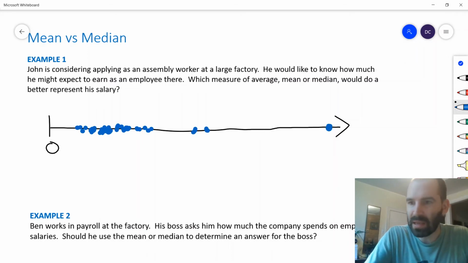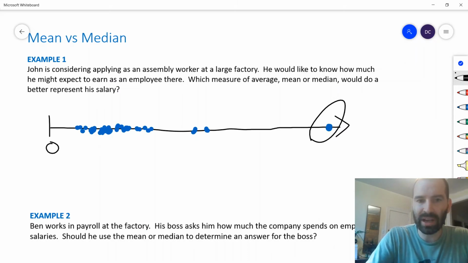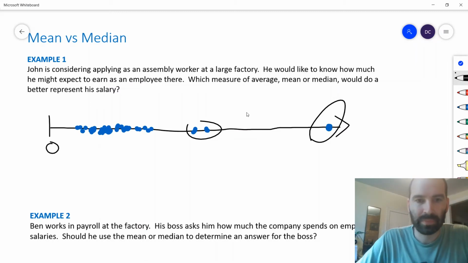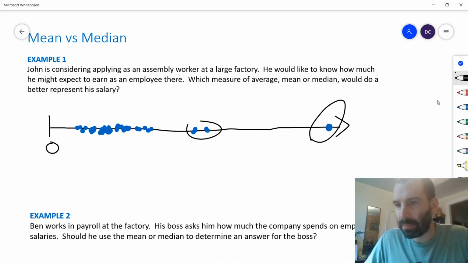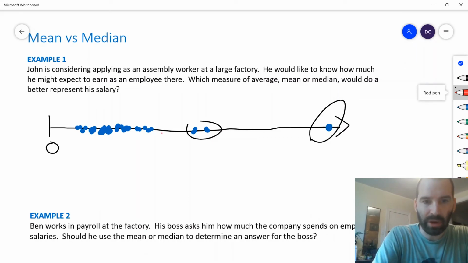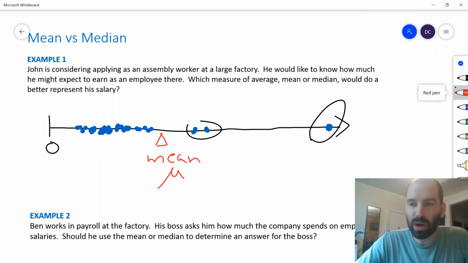Well, if we think about the mean, what would happen with the mean? We talked about how the mean is influenced by outliers, right? Data values that are quite large. So this CEO's salary and these manager salaries are going to influence the mean. So when we go to compute the mean, it's probably going to be situated somewhere over here. Okay, the mean, mu.